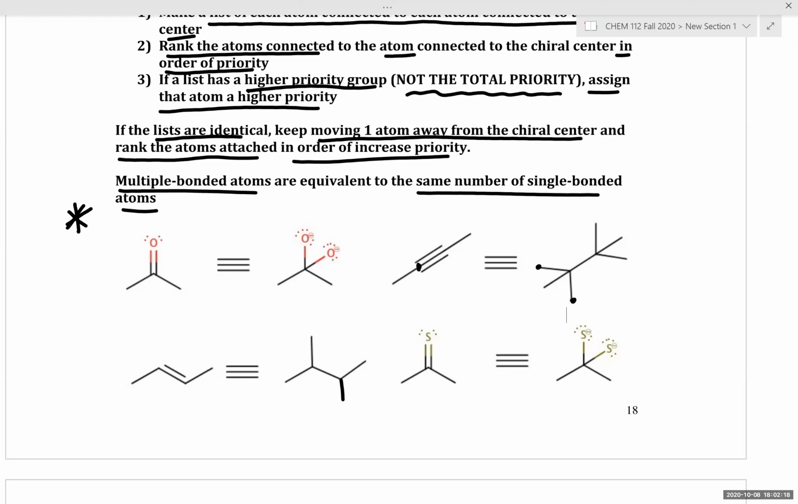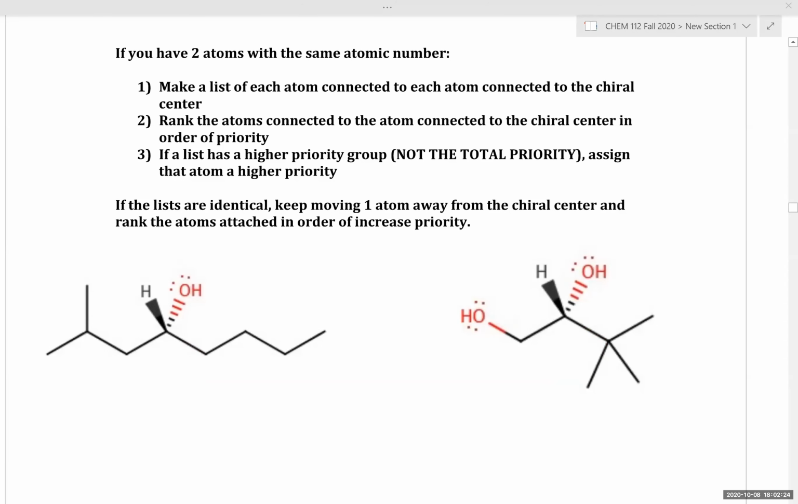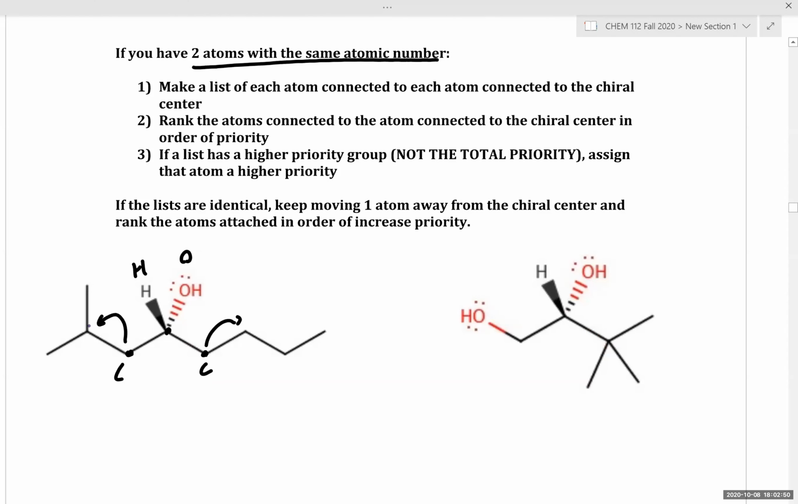Okay, so we have our method for assigning priority. Let's talk about some examples for assigning priority. So let's suppose we have 2 atoms with the same atomic number. In this case, we have hydrogen, oxygen, and we have 2 carbons, right? So these 2 carbons have the same atomic number. So what we do is we look 1 over in our chain and we look at all the substituents attached to the next carbon in the chain. So in this case, we have a carbon and a carbon.